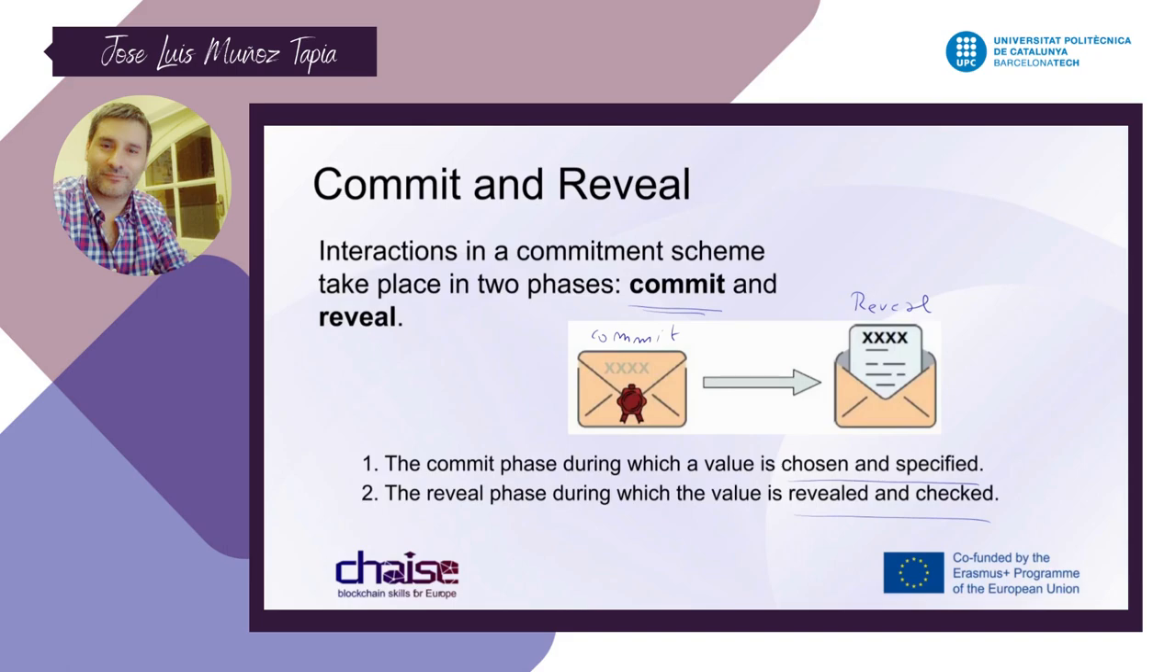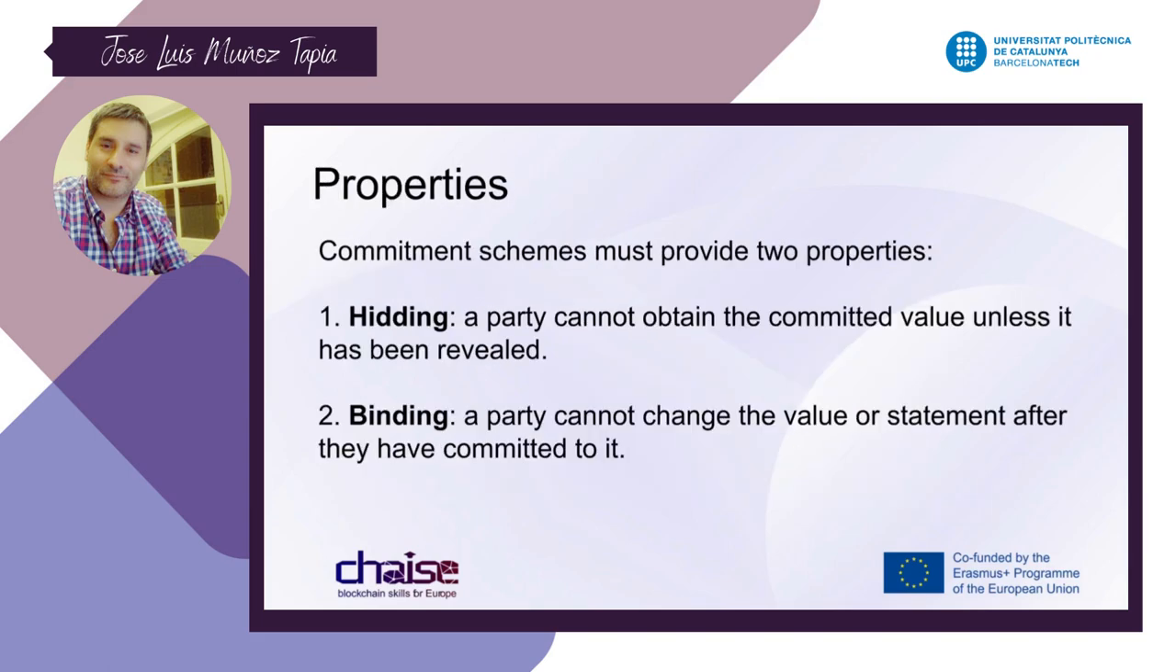These two processes need to fulfill some properties in order to be a cryptographic commit and reveal scheme. First, the commit scheme must be hiding. It means that nobody can see what's inside the envelope in our analogy. I put something inside this envelope, but until I decide to open it, nobody can see anything inside. Put as a definition, a party cannot obtain the committed value unless it has been revealed. So while the commitment is not open, the content is hidden for everybody.